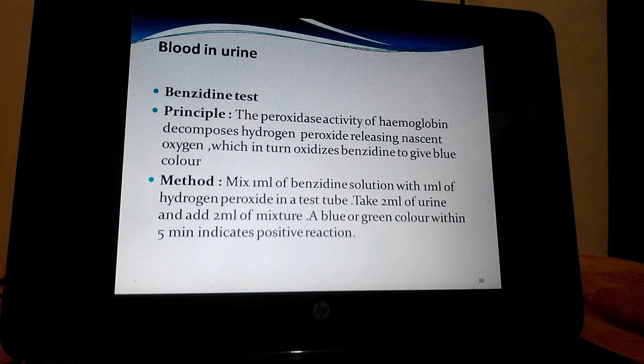The peroxidase activity of hemoglobin decomposes hydrogen peroxide, releasing nascent oxygen, which in turn oxidizes benzidine to give a blue color. Method: take 1 ml of benzidine solution with 1 ml of hydrogen peroxide in a test tube and mix it well. Take 2 ml of urine and add 2 ml of the mixture. A blue or green color within 5 minutes indicates a positive reaction.